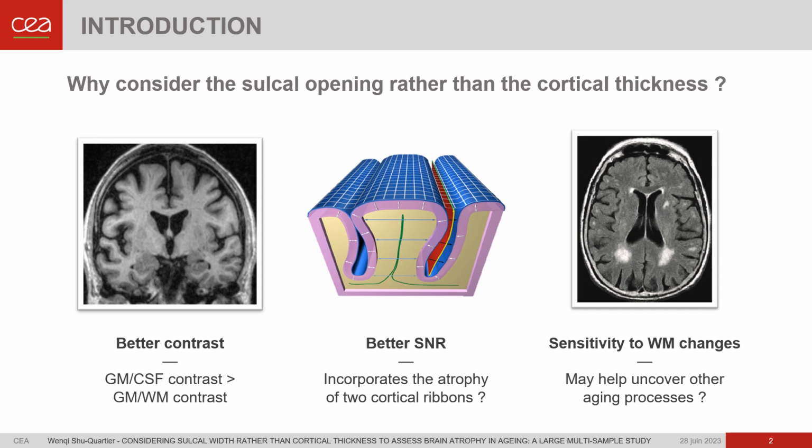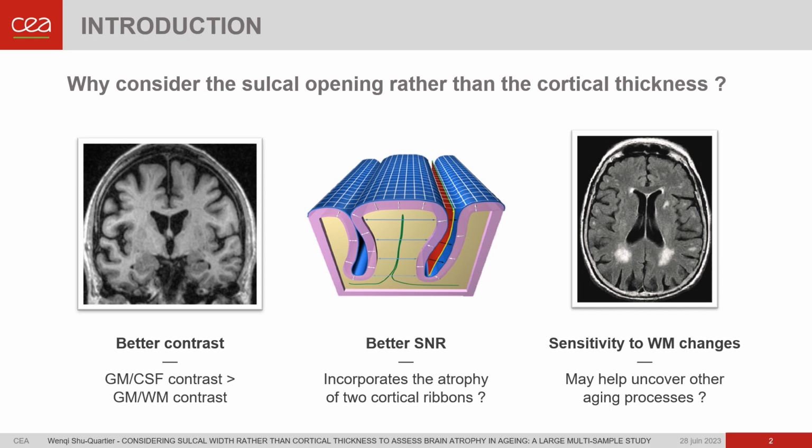Indeed, the evaluation of cortical thickness relies on gray and white matter segmentation. Yet the blurring between gray matter and white matter junction increases with age on T1 weighted MRIs. It should be much easier to measure sulcal width, which relies on the more contrasted segmentation between gray matter in gray and the CSF in black. Sulcal opening or sulcal width should also yield better signal-to-noise ratio, as it incorporates the atrophy of two cortical ribbons.